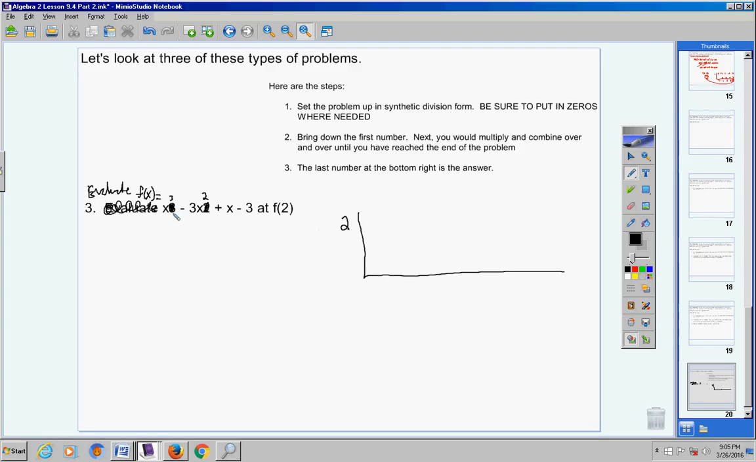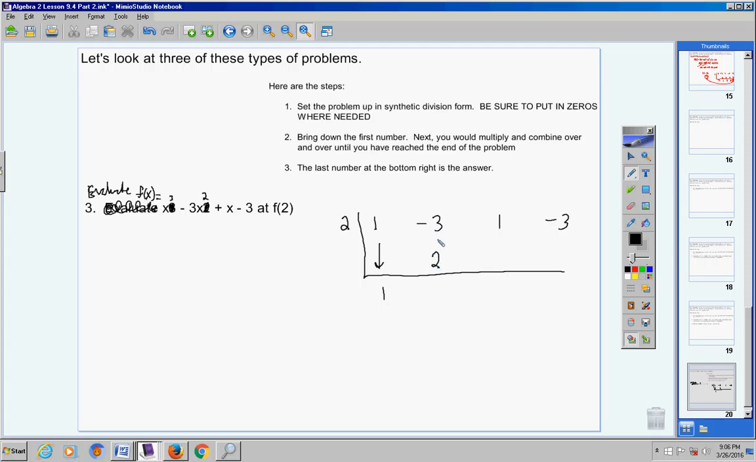Okay, here we go. X cubed, my coefficient is 1. X squared, my coefficient is -3. X, my coefficient is 1. My constant term is -3. Now, what is my degree? 3. In your head, add 1 to that and you get 4. I should have 4 numbers inside my box, and I do. Okay, here we go. Bring down your first number. 1. 2 times 1 is 2.